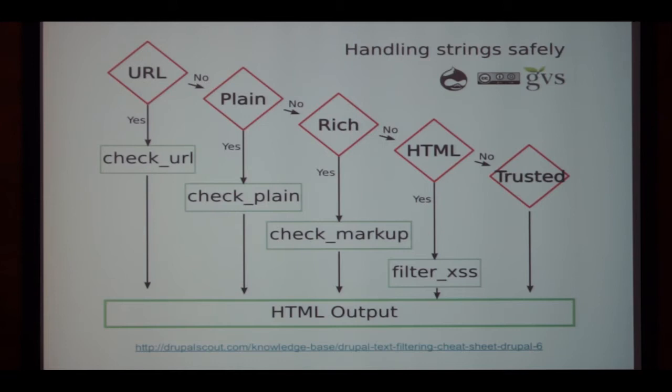But sometimes you don't have a text format available, or it's just a general purpose function. That's where you use the general purpose filter_xss function or filter_xss_admin function that strip out most dangerous tags but leave some sensible defaults in there that can be used, for example, strong tags or other things. And if you know it's completely trusted, which is rarely the case, you can print it out without checking. So trusted would be, for example, the node ID. I know that's generated by the database, so I don't have to sanitize it.